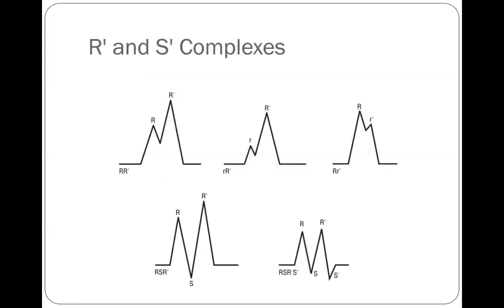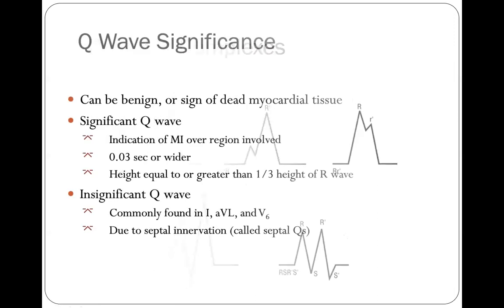With R and S complexes, again, you might have R, R prime, and note the nomenclature. Like this first one you see here, there are 2 large R waves, so we call them capital R, R prime. Here we have a little R wave and a big R prime, so we call it little r, big R prime, and so on and so forth. In this third one, it's a big R to begin with, and then a little R prime, so it's capital R, little r prime. So that's the way that we see the nomenclature in those complexes.